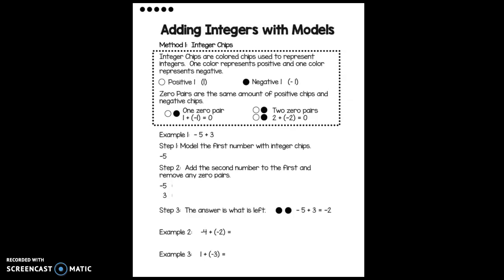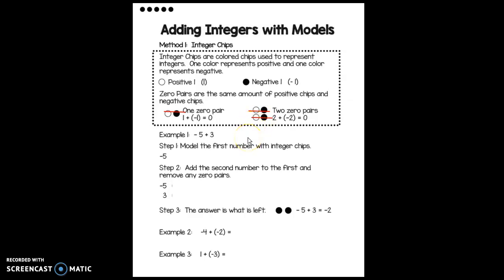So look at it like this. A white circle and a dark circle actually cancel each other out. So every time you see a white circle and a dark circle, you know to get rid of that. Okay, and that will actually give you 0. Two zero pairs will be represented by two white circles and two dark circles. And again, once you see a pair of positive and negative integer chips, you want to cancel those out. So now we know that two zero pairs will give us 0. So with 3 zero pairs, 4 zero pairs, so on and so forth.